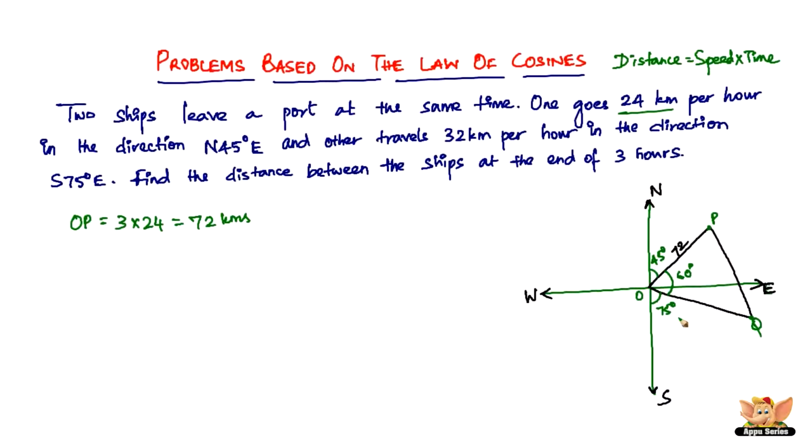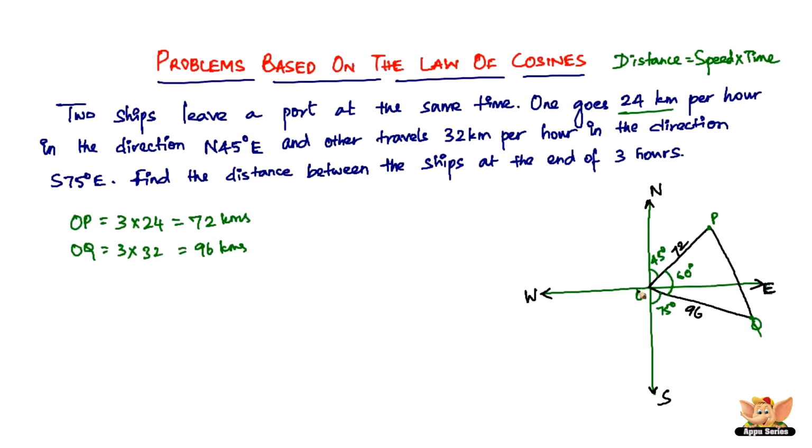And then now we need to find PQ, that's the distance between the ships. Now we've got OQ. OQ will be equal to 3 times what is the speed of the other ship? 32. So 3 times 32 will be 96 kilometers, the distance traveled by the other ship. Right, so this will be 96. So we've got a triangle here and we've got the lengths of two sides. So we need to use the law of cosines here. Exactly the place where we can use cosines.